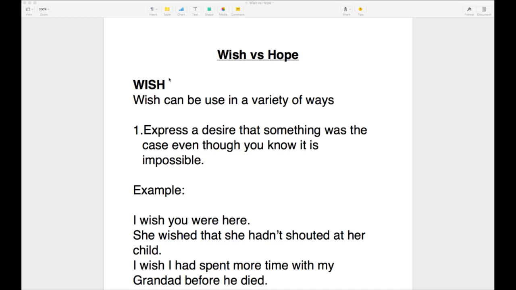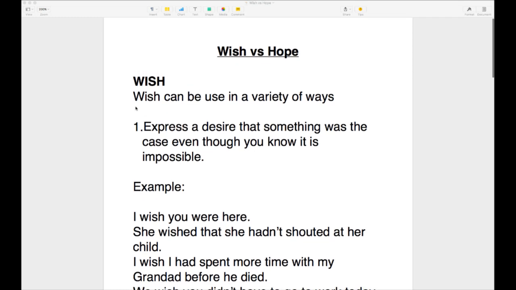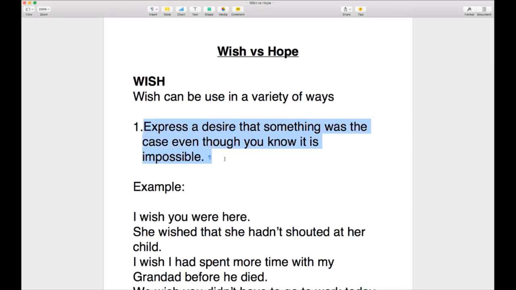Right. So the word wish. The word wish can be used in a variety of ways. So there's three ways we can use it. Now the first is to express a desire that something was the case, even though you know it is impossible. So to express a desire that things were different, but you know it's impossible for that to be the case.